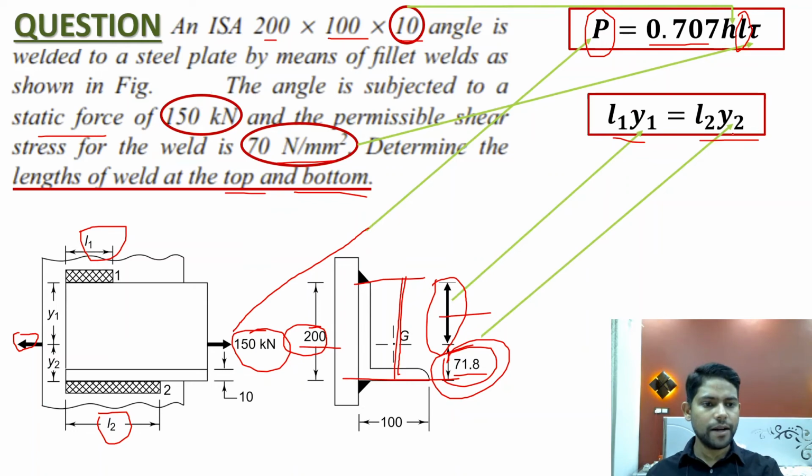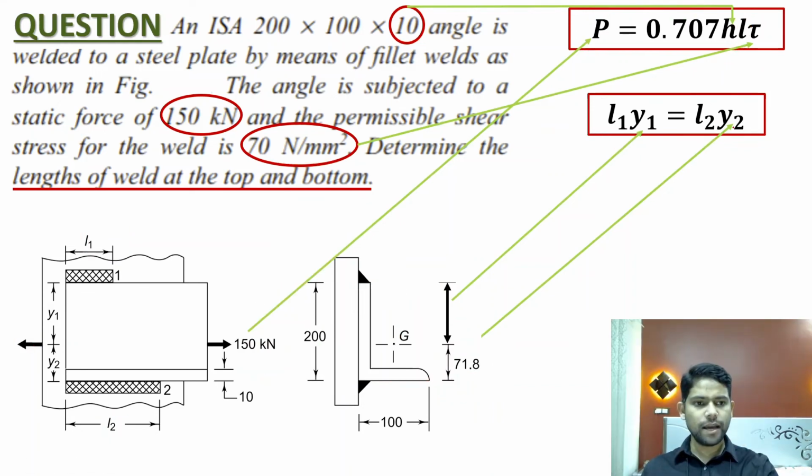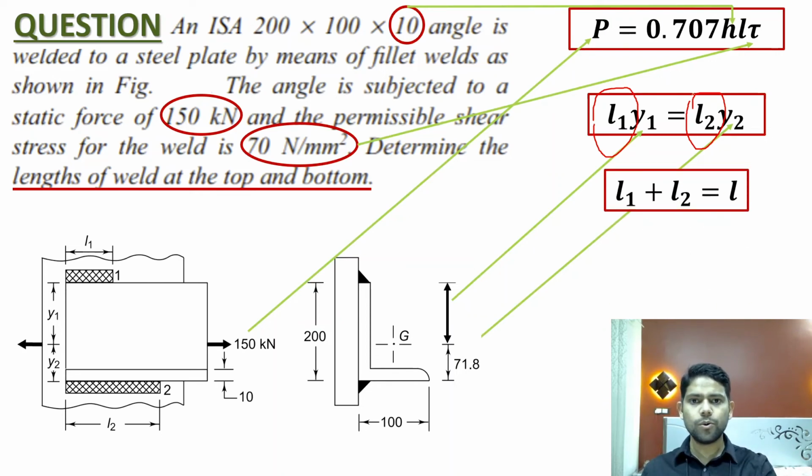Once you have Y1 and Y2, you are left with the values L1 and L2. We do not know the value of L1, nor do we know the value of L2, but we know the sum of these values. That's why we are going to use a third equation which says L1 plus L2 is equal to L, where L is the total length of the weld and L1 and L2 are the lengths of weld 1 and weld 2 respectively. Now in this equation you can put the value of L from the first equation.